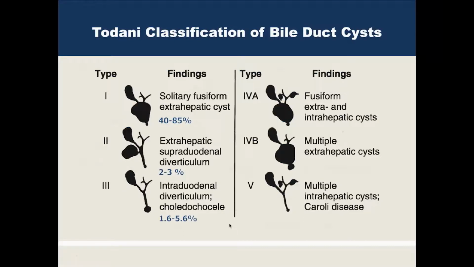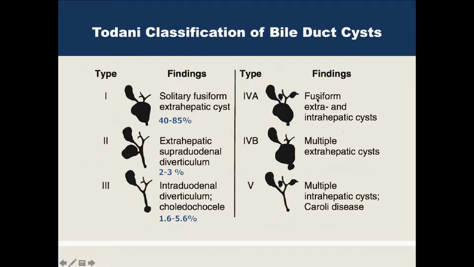Some people argue that a choledococele is not a true choledochal cyst because it has a unique duodenal histology, a unique duodenal location and associations. Also, they tend to be treated very differently. Most of the time, choledococeles are treated with biliary sphincterotomy. So there is an argument that choledococeles are not true choledochal cysts.